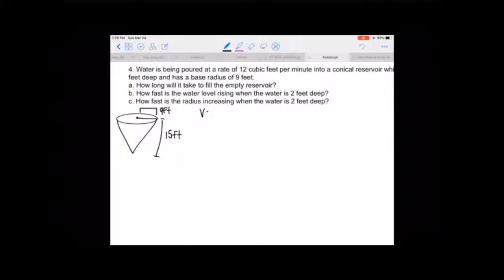Now, we know the formula is V equals 1/3 pi r squared h, and this formula includes all our variables, so it's the easiest one to use. And also, the derivative of our volume is 12, which is also given. So let's write those down. Our h of 15 is also given, but we don't know the derivative of the height, so that remains unknown.